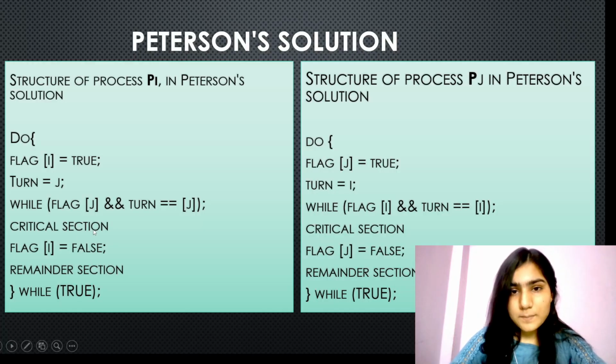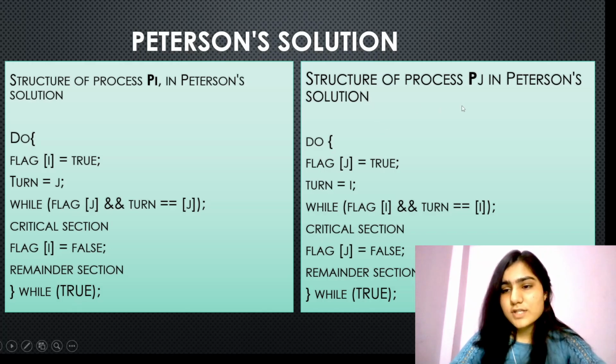Because of these two, we have a false condition, and process Pi enters its critical section. After completing its work, flag[i] equals false, meaning process Pi no longer wants to enter its critical section. Here we can say that it is bounded waiting: once a process has entered its critical section, the next time it cannot enter again immediately. Now process Pi will enter its remainder section, and the loop will end.